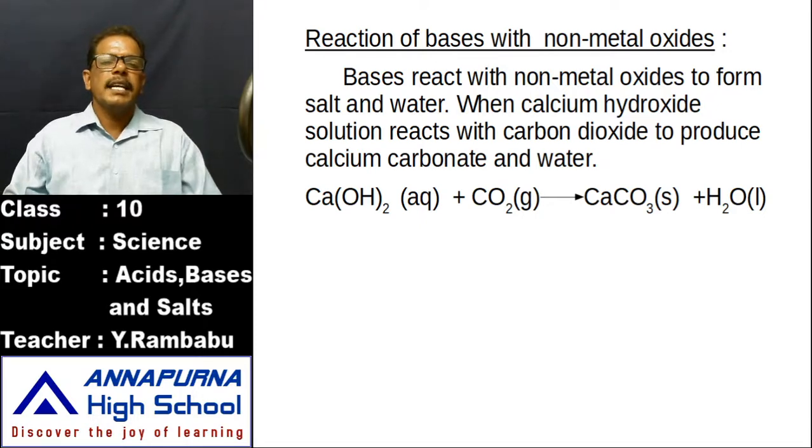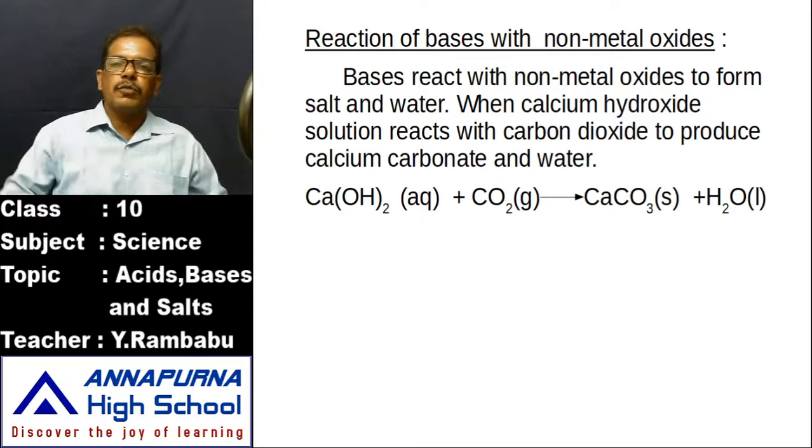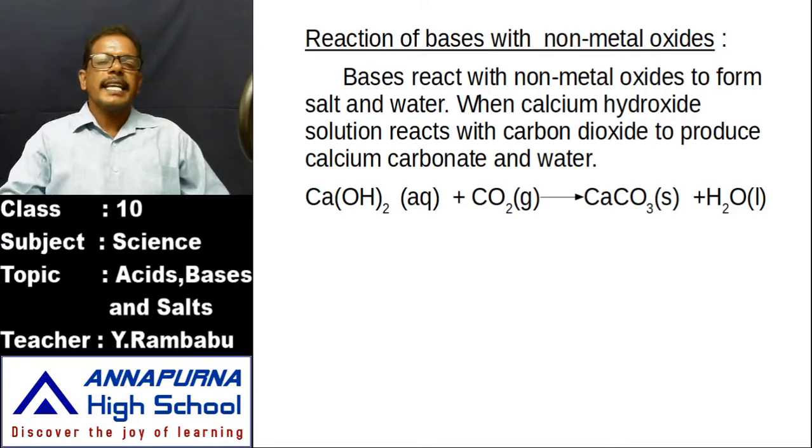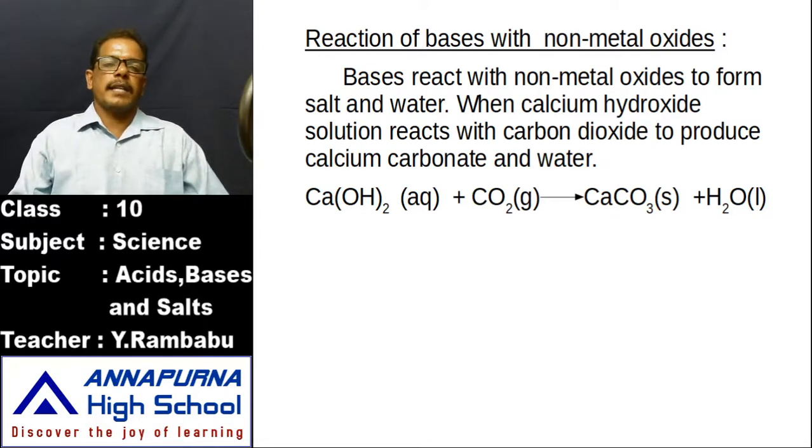How does this happen? The calcium hydroxide washed onto the walls reacts with atmospheric carbon dioxide, and a white layer is formed on the wall. That is calcium carbonate, what we call marble chips or limestone. Marble chips, chalk, limestone, all these are different forms of calcium carbonate. It is a salt. Calcium carbonate is formed, and water is formed, which evaporates. That's why it gets dried.